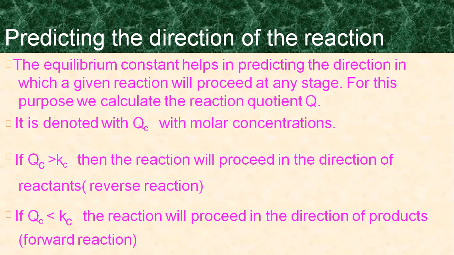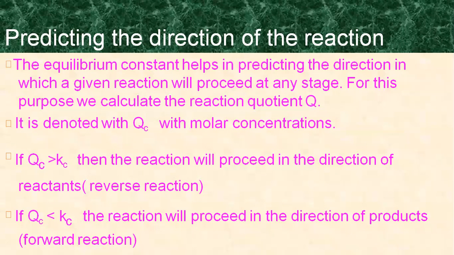If the value of Qc is larger than Kc, what happens? This means that the reaction is moving in the reverse direction, from product to reactant. If Qc is high, the reaction is in the reverse direction. If Qc is less than Kc, the reaction will proceed in the direction of product. That means the forward direction.